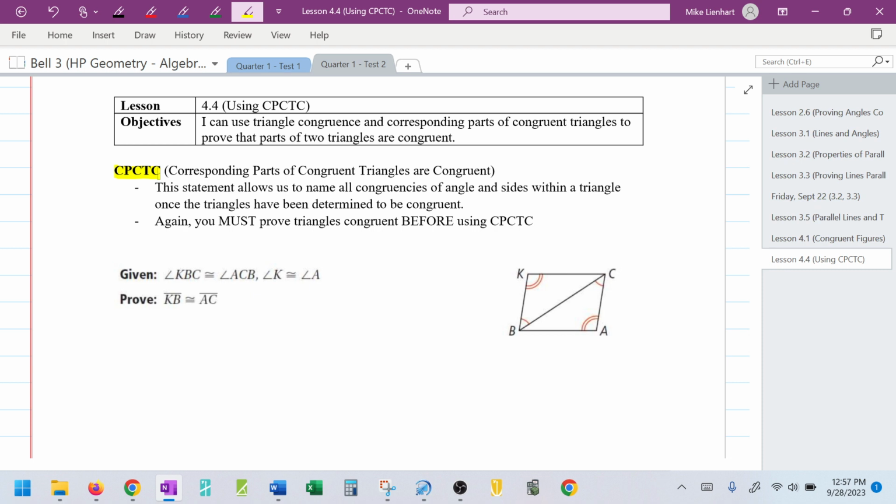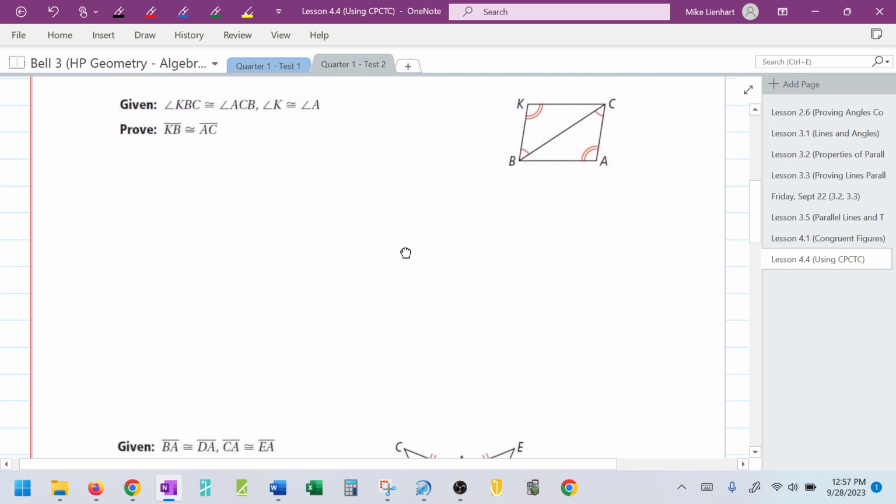Now, the key to when I can use CPCTC is first, I must prove triangles congruent before I can use CPCTC. So I can only use CPCTC after I have proven that triangles are congruent. So let's take a look at a few proofs here together, see how we do this.